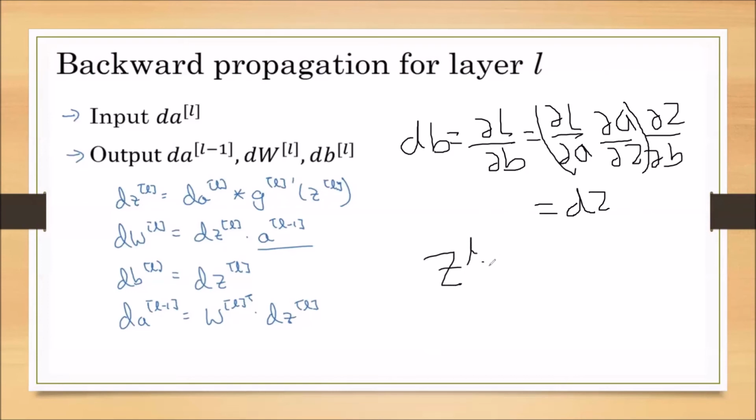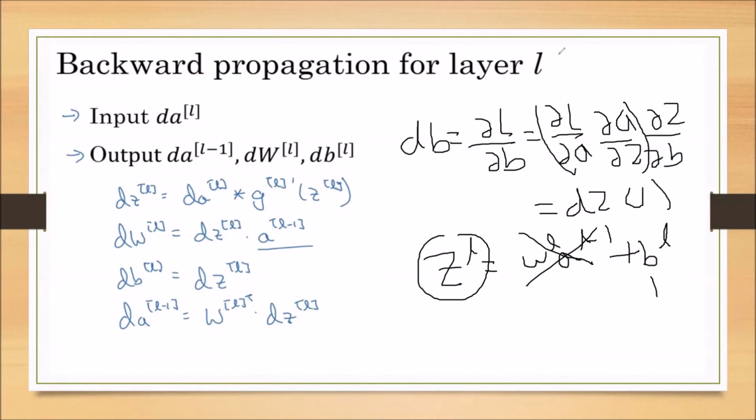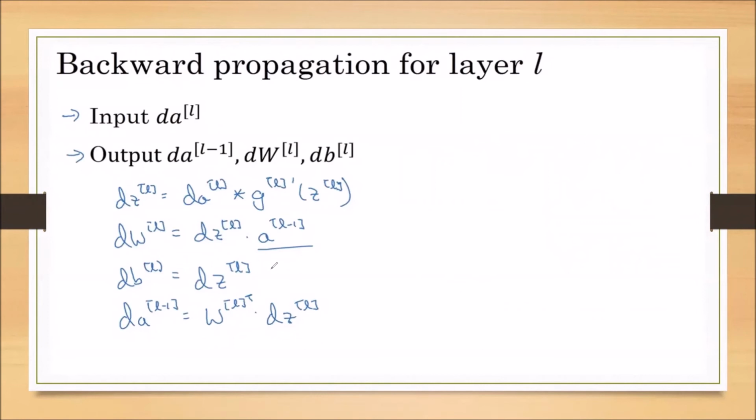Already we know ZL is equal to WL into AL minus 1 plus BL. So when we are differentiating this ZL with respect to BL, the first term is 0, the second term is 1. So dZ into 1. So dB of L is dZ into 1. So by using the dA, we have calculated the dZ. By using the dZ, we have calculated the dW, and by using the dZ, we have calculated the dB.